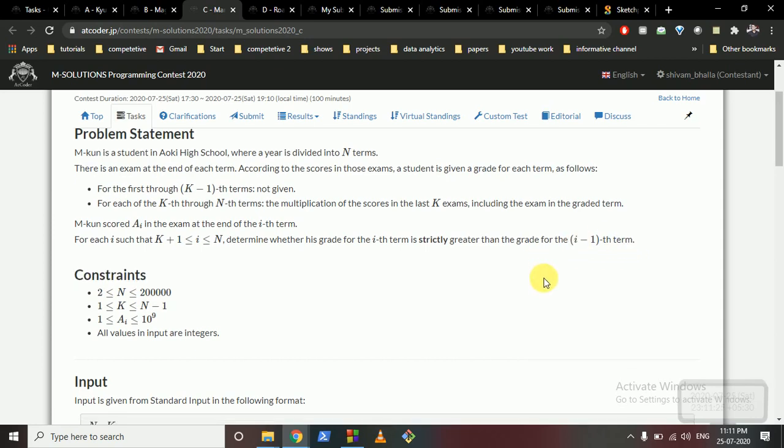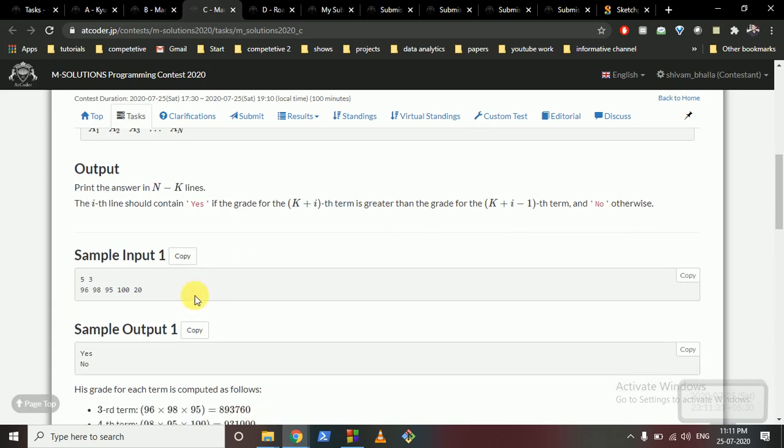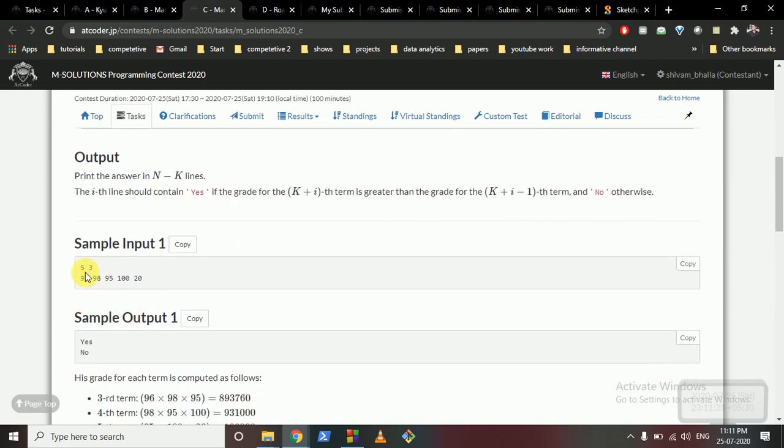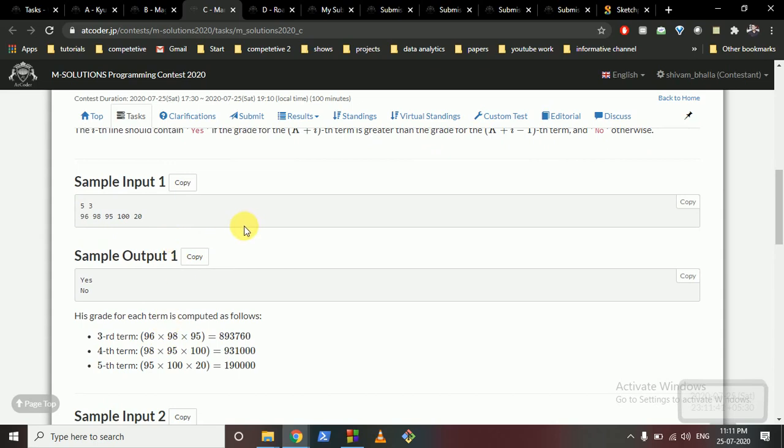Okay, so what does this mean? As you can see, to understand this example, 3 means that for the first 3 exams, you will not give any grade. Now what you will do here is, for the first 3 examinations, the grade is what you get if you just multiply all these numbers. For the next examination, you will take this window of 98, 95 and 100. And if the multiplication of this window is greater than the multiplication of the previous window, then the answer is yes. As you can see, it is increased. Else, if it is smaller than or equal to, we have written no. It should be strictly greater than.